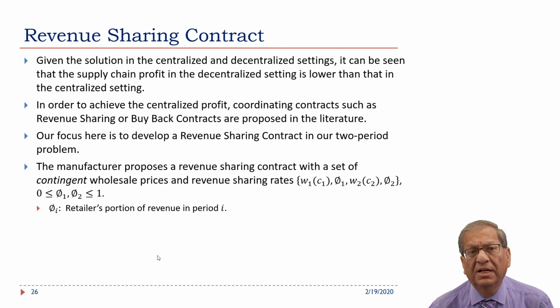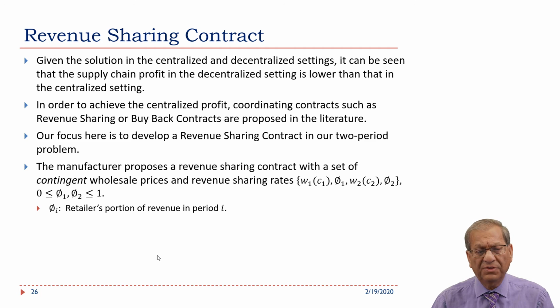Given that solution, we can compute the profit of the centralized and the decentralized solutions, and we will be able to see that the profit in the decentralized setting is lower than the profit in the centralized setting. And in order to achieve the centralized profit, we have what is called a coordinating contract. There are a number of coordinating contracts in the literature, and I will mention two. One is called a revenue sharing contract, one is called a buyback contract.